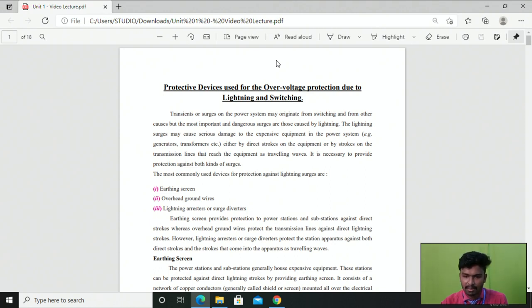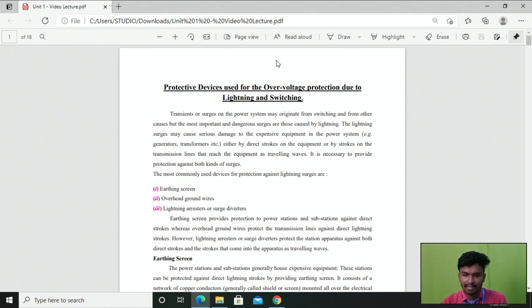For example, in our power system we have generators, transformers, motors, circuit breakers, bus bars, and feeders. So in our power system we have this number of apparatuses. If we protect our power system against these causes, then we can easily protect our apparatus. But if we fail to give protection against lightning and switching, it may cause damage to the apparatus, either by direct lightning strokes on the equipment or by strokes on the transmission line that may reach the equipment as traveling waves.